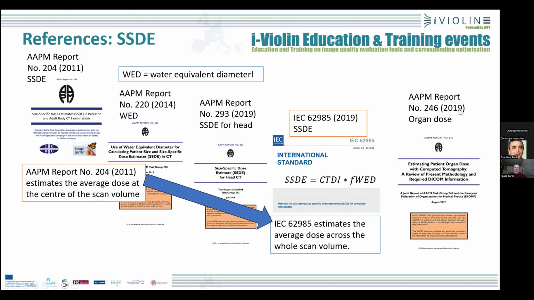One publication that I also want to warmly recommend is AAPM report 246, which was published in 2019. It's about organ dose estimation, and it really collects all the information of the previous publications and gives a full package of organ dose estimation. So I really like this publication.